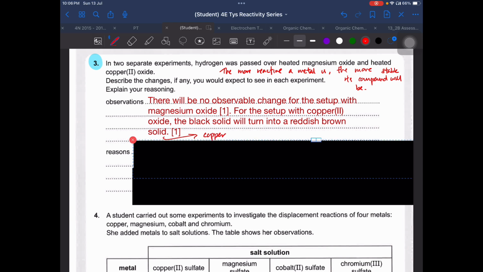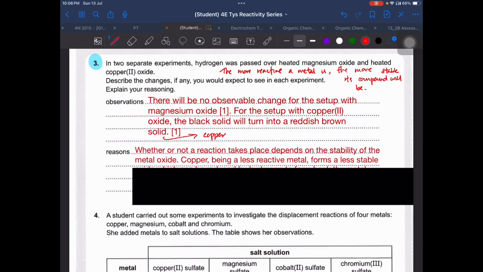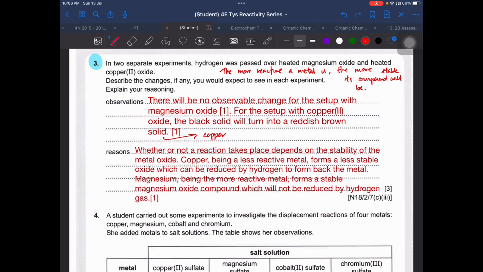So how do we explain these observations? Number 1, we need to first establish that whether or not the reaction takes place depends on the stability of the metal oxide. So in this case, copper being a less reactive metal actually forms a less stable oxide, which can then be reduced by hydrogen to form back the metal. Magnesium, being a more reactive metal, actually forms a stable magnesium oxide compound, which should not be reduced by hydrogen gas. So the concept over here is trying to get the students to know whether you can compare between hydrogen and the metals.